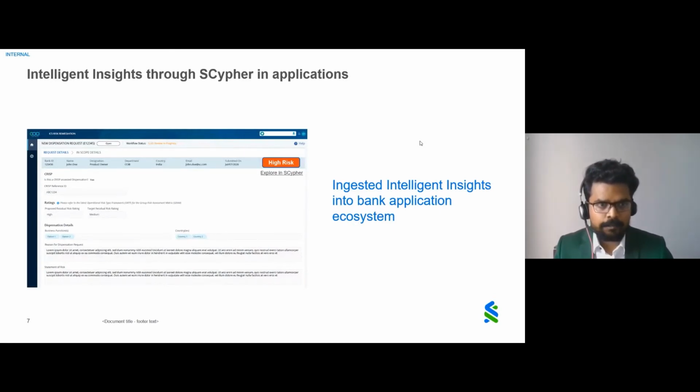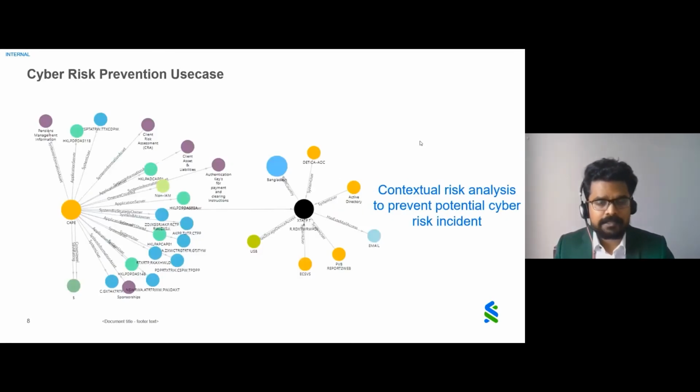So now, when the risk managers open up this dispensation request, they see the request details, and on the right hand side they can also see that a high risk is being indicated by the intelligent insight API through Cypher. They become aware that this is something very high, so they cannot approve straight away, and they want to see why it is high risk. They click and explore in Cypher, and they can clearly see why this is a high risk.